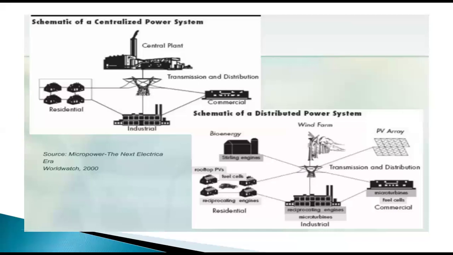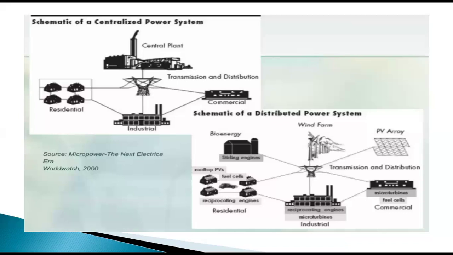Centralized power system means at one particular location, a generating station is there. But a distributed power system is nothing but power generating stations distributed to some places. PV arrays, solar generating stations are distributed to some other locations. Bioenergy is also distributed to some places. We can construct it in some other places. Wind farms are near wherever the wind is available at those locations. We can construct the wind farms.